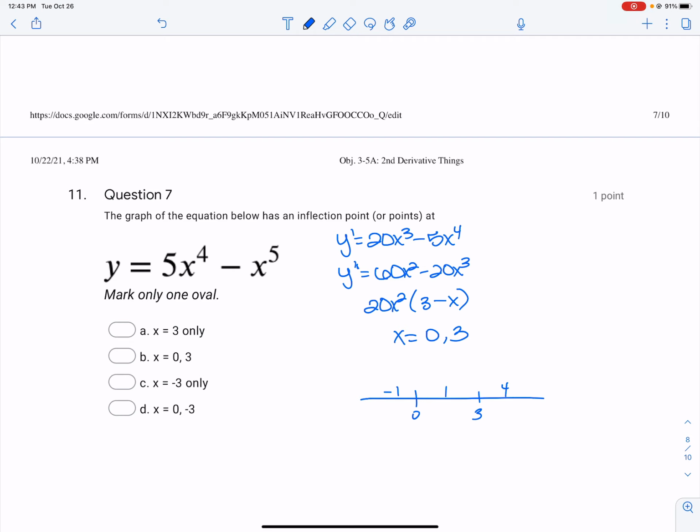So at negative 1, it'll be a positive, and a negative. So there's only a point of inflection at x is equal to 3. Okay? And that is it for this section.